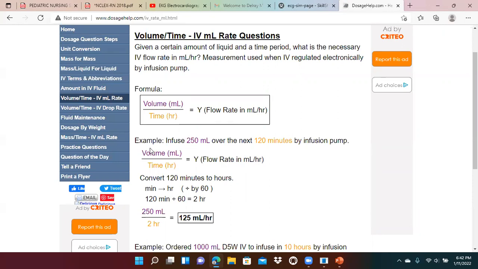According to this formula, volume is 250 divided by time, and time is here 120 minutes converted to hour. So how to convert 120 minutes to hour? Minute converted to hour, divided by 60. 120 minutes divided by 60 means 2 hours. So 250 ml divided by 2 hours, 125 ml per hour. And this is the flow rate in ml per hour. It is called the flow rate formula, volume in milliliter divided by time in hour. Expressing the unit is important to get an accurate answer.